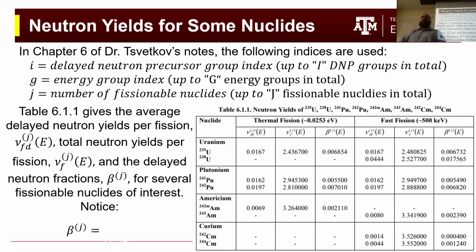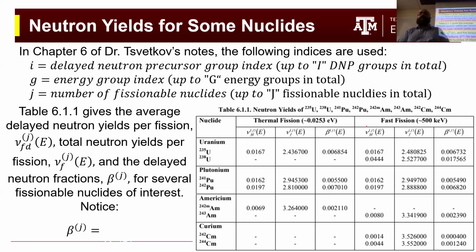For a lot of problems, we know what fuel type we have. Like if it's a PWR, we know that it's a uranium fuel type, and so J would basically just be 1, and we would just use the values for that fuel type. So I think the J index complicates things more than is necessary, so I usually don't write things with the J index. But if you see the J index, it's just telling you that these are quantities for a specific fissionable nuclide.